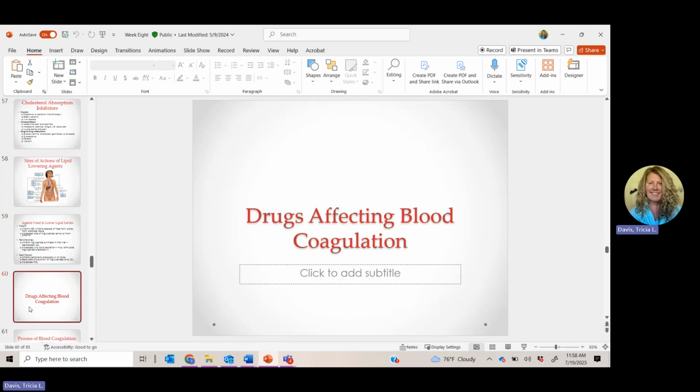All right, now we're going to talk about drugs that affect how our blood coagulates. Several questions on your exam about this, so you need to really have an understanding of how these medications differ and work.